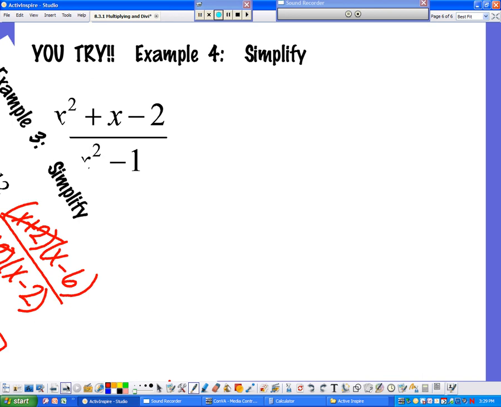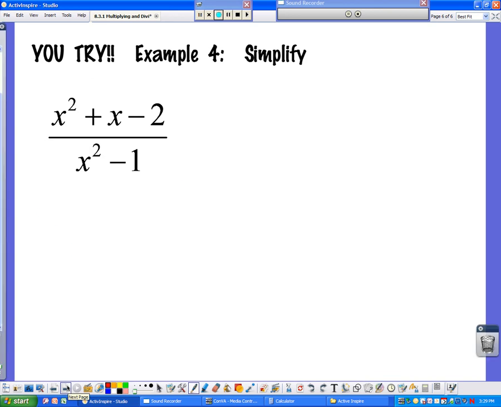Okay, so let's go ahead and do the last example, example number 4. And as you notice, we've got plus or minus signs, so we can't simply cancel our variables. So we're going to have to factor everything. So I find out that negative 2 times 1 will give me a negative 2. But when I add this one, I get a negative 1. So all I have to do is switch my sign. So let's make it a positive 2 and a negative 1.